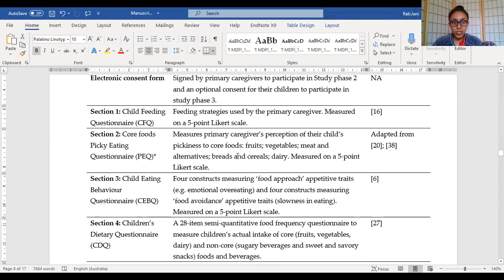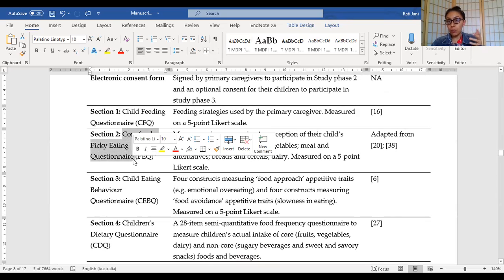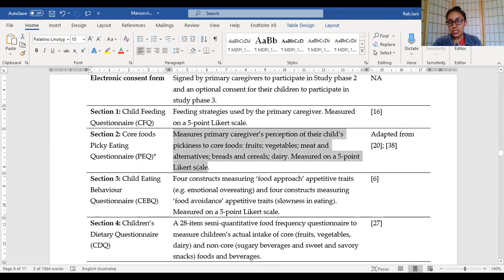I do have some study developed stuff. So the core food picky eating questionnaire is a study developed questionnaire which I have developed and I'll be validating it, but you don't have to validate anything. You are just doing an assignment. That's why I have given many more details in this. It measures primary caregivers' perception about their children's core food intake, measured on a 5-point scale.